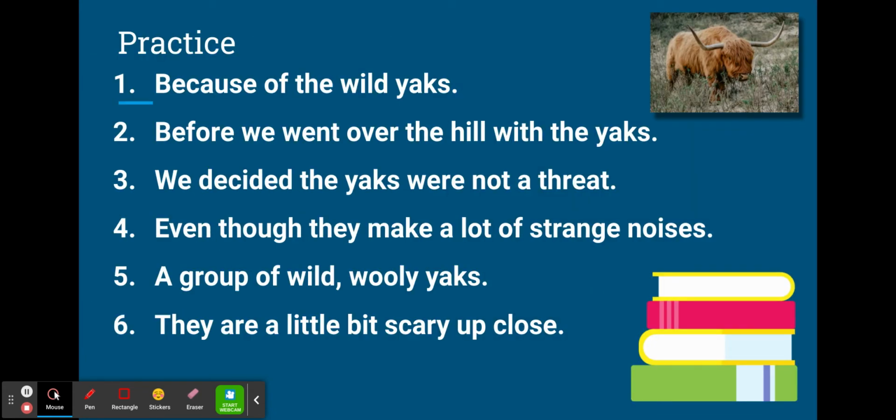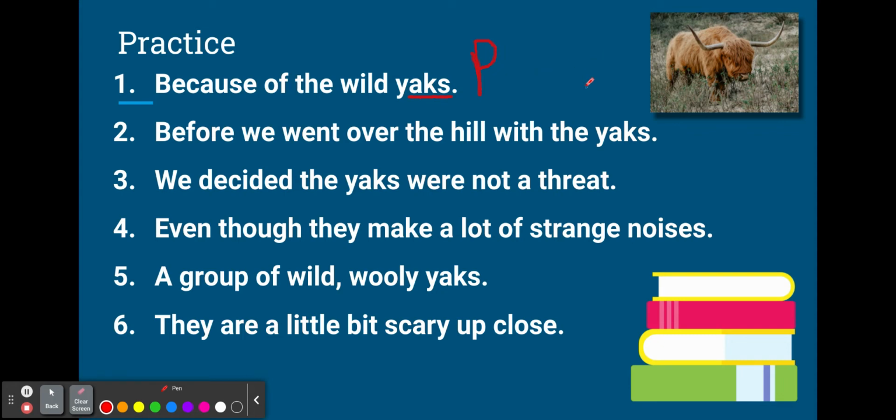Here's some practice. Just some reminders to be able to do this well. Number one, because of the wild yaks. We're thinking, is this a phrase, an independent clause, or a dependent clause? So what we can see is we have a noun, something, but no verb stuff. So if we had to label number one, we're going to label that a phrase. Look at that beautiful writing.